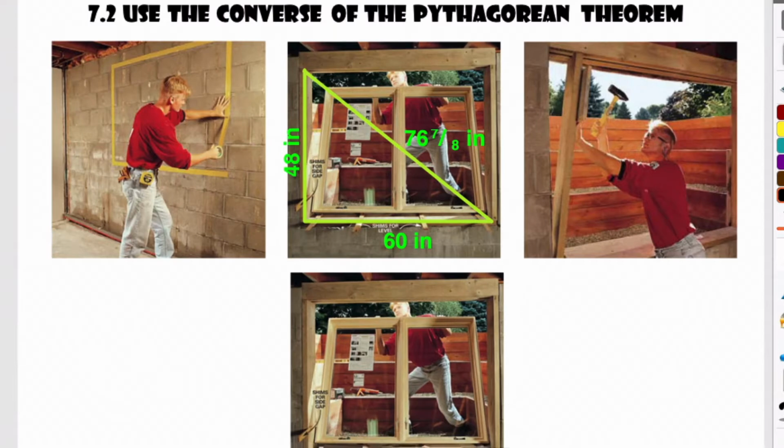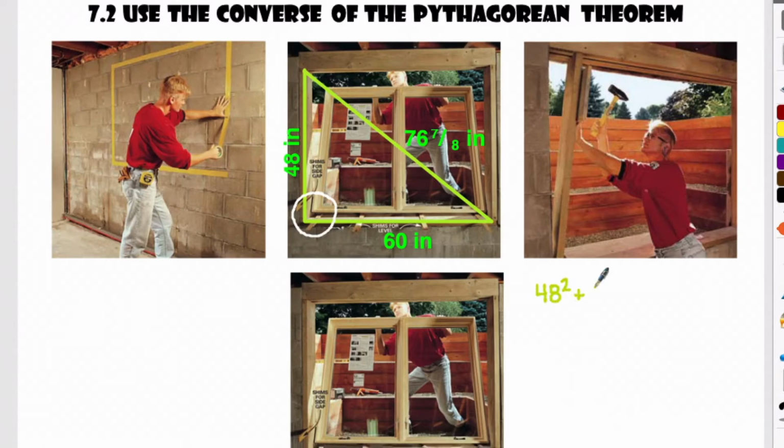Now he knows that his opening is supposed to be 4 feet by 5 feet, or 48 inches by 60 inches. So what he does is he measures from corner to corner diagonally and gets that measurement. And the idea here is that he can use those 3 lengths to decide if he has a right triangle, or in other words, if this angle is a nice 90-degree angle like he hopes. Let's do the math for him.